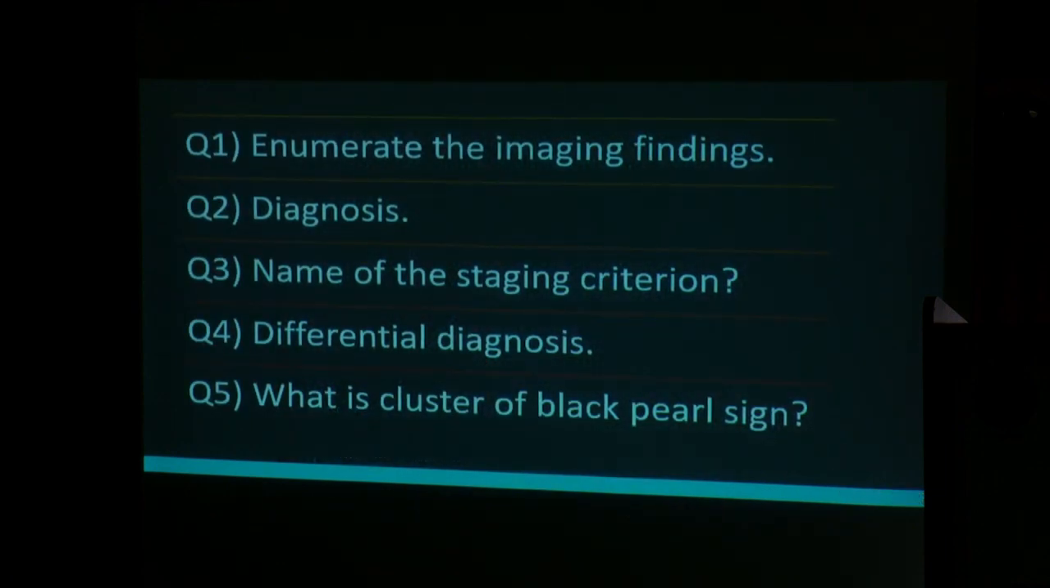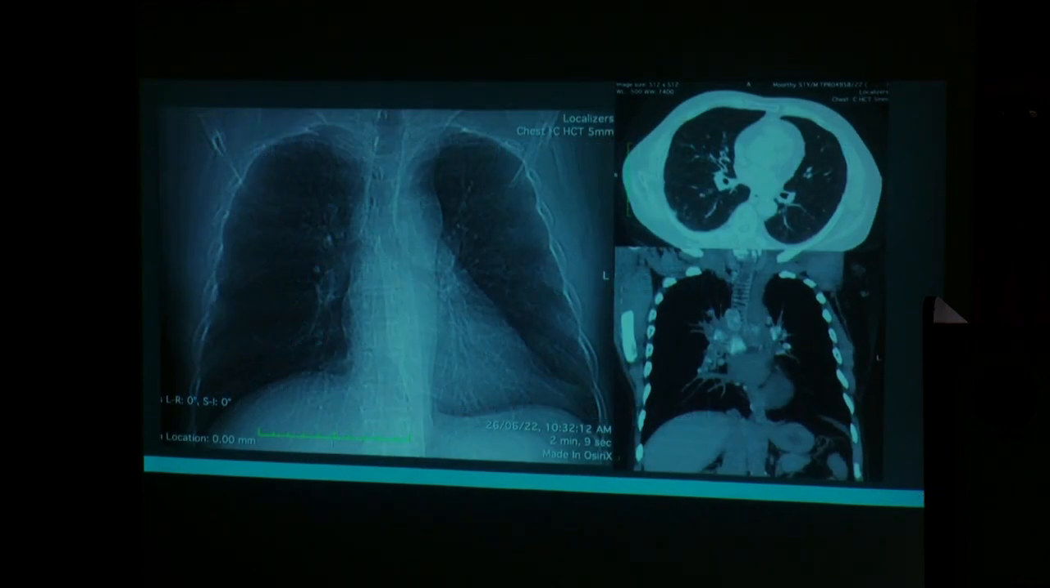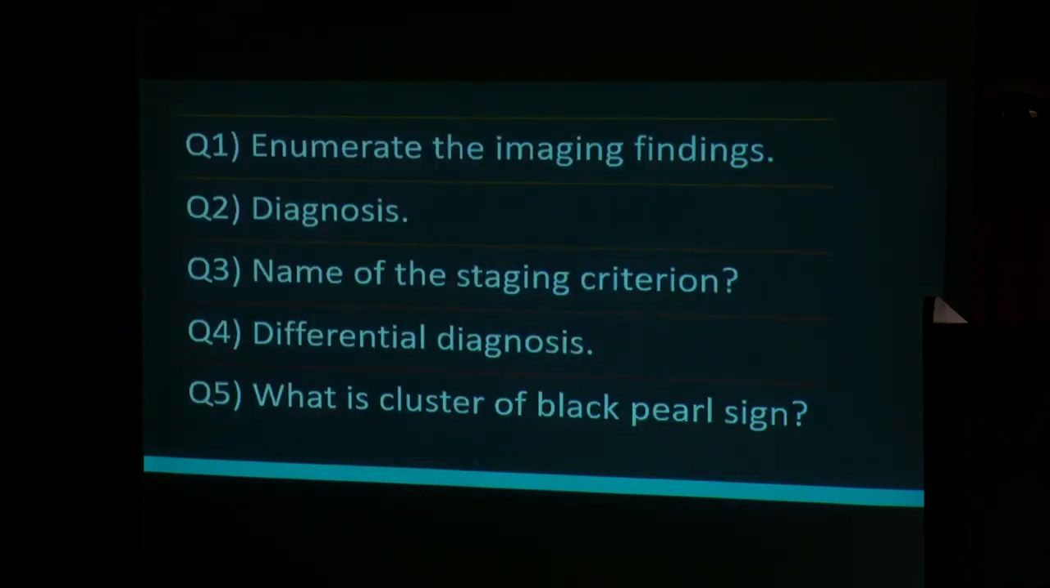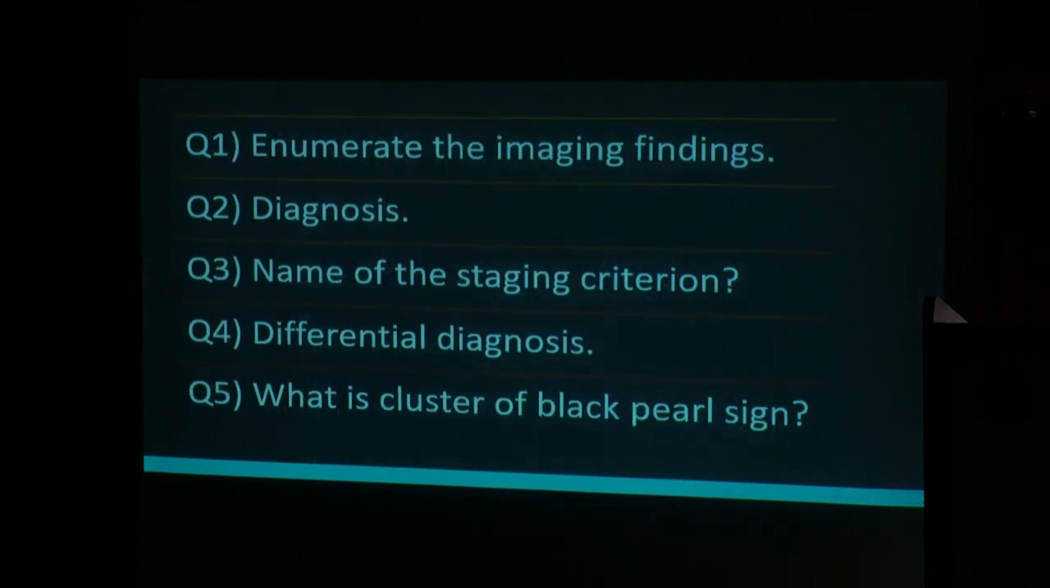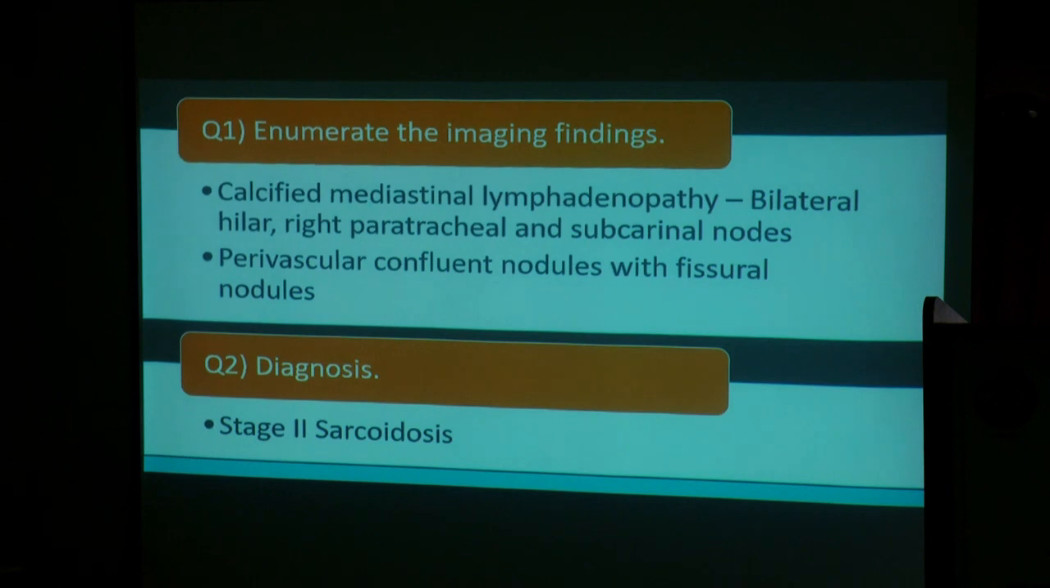Okay, these are the questions I wanted to ask. Now give me the diagnosis. Now you see the distribution, nodes. What is the 1, 2, 3 pattern, 1, 2, 3, 4 pattern? Sarcoidosis. Now we will come back to that scanogram. Now you are able to see the micronodules distributed in both upper lobes with some eggshell calcifications here and there. Getting it? So the findings are calcified mediastinal lymphadenopathy.